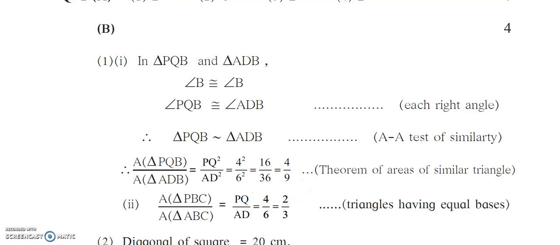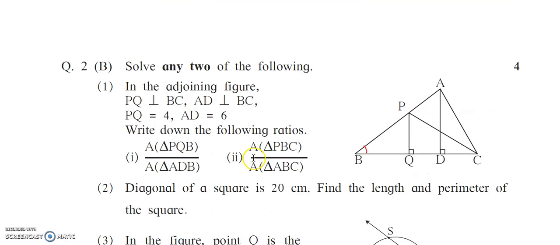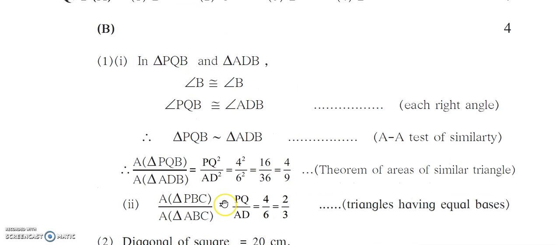What about the next? That is area of triangle PBC upon area of triangle ABC. Now for these two triangles, the base is the same. Therefore, the ratio of their areas depends on their respective heights, that is PQ and AD. See the answer. Area of triangle PBC upon area of triangle ABC is equal to PQ upon AD, that is 4 upon 6, that is 2 upon 3.